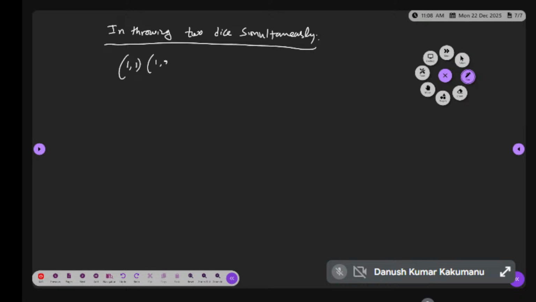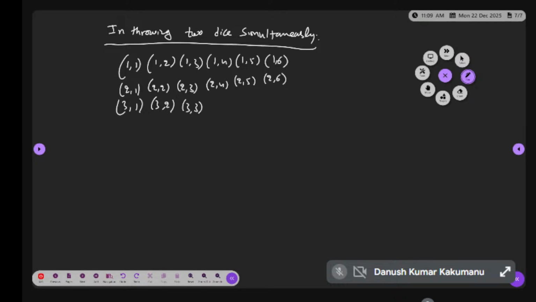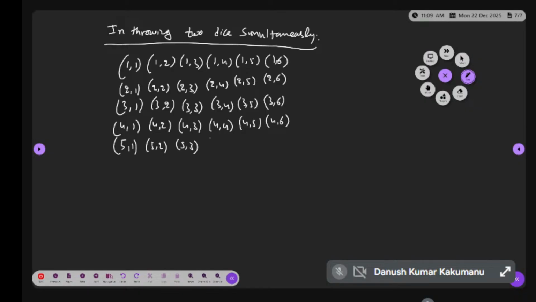1 1, 1 2, 1 3, 1 4, 1 5, 1 6. 2 1, 2 2, 2 3, 2 4, 2 5, 2 6, 3 1, 3 2, 3 3, 3 4, 3 5, 3 6. 4 1, 4 2, 4 3, 4 4, 4 5, 4 6. 5 1, 5 2, 5 3, 5 4, 5 5, 5 6. 6 1, 6 2, 6 3, 6 4, 6 5, 6 6. Okay.